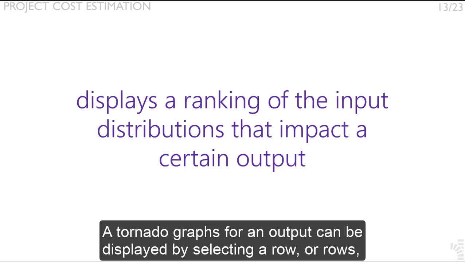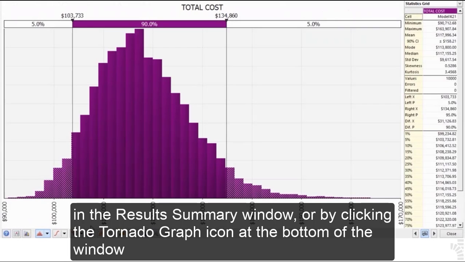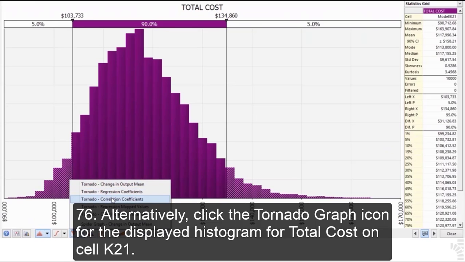graph. A tornado graph for an output can be displayed by selecting a row or rows in the results summary window, or by clicking the tornado graph icon at the bottom of the window and selecting one of the tornado graph options. 76. Alternatively, click the tornado graph icon for the displayed histogram for total cost on cell K21.